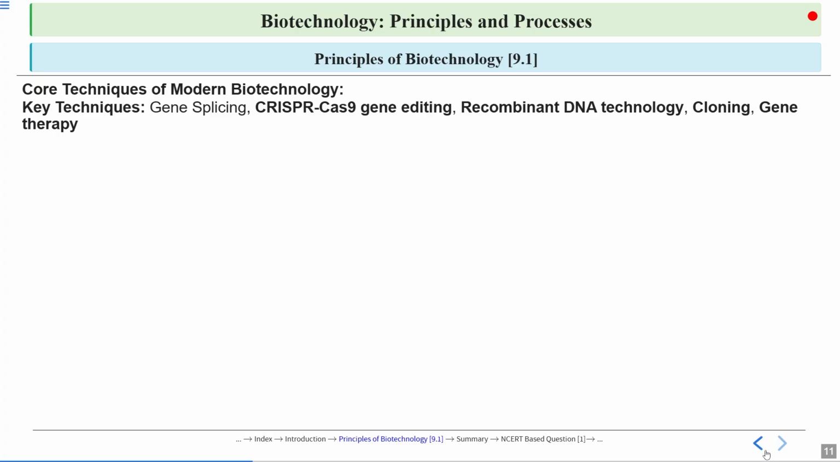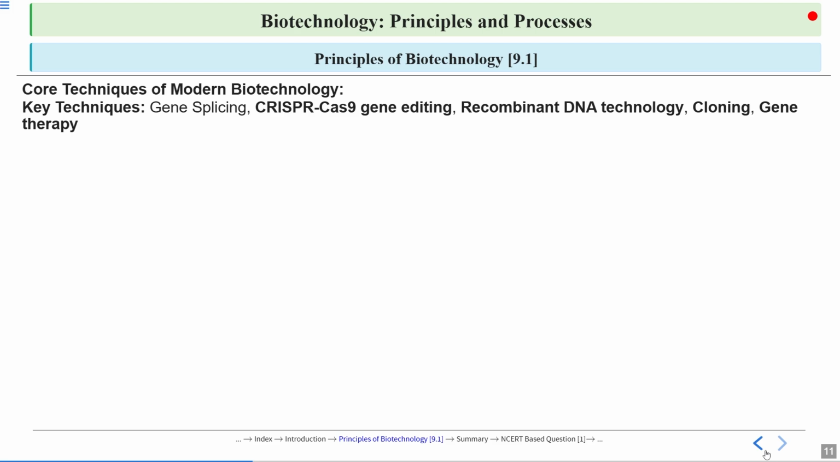Second is CRISPR-Cas9 gene editing. CRISPR-Cas9 is one of the hottest topics in today's world. CRISPR stands for clustered regularly interspaced palindromic repeats. You don't need to understand this because it is not in NCERT and not even at the 11th, 12th level. But it is the bacteria's own natural defense system that makes it possible for us to manipulate the DNA.